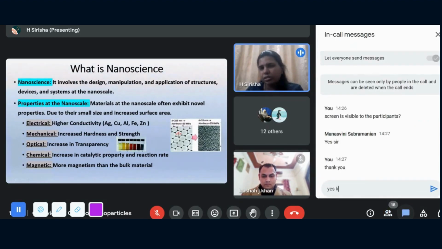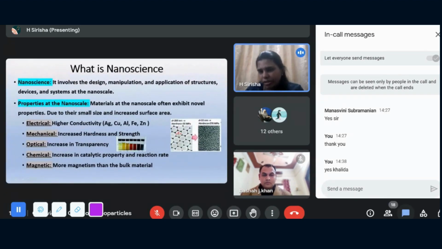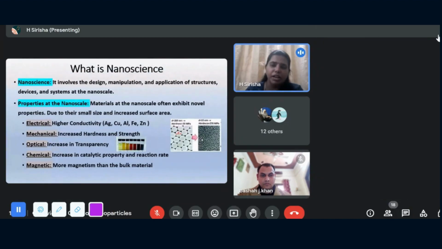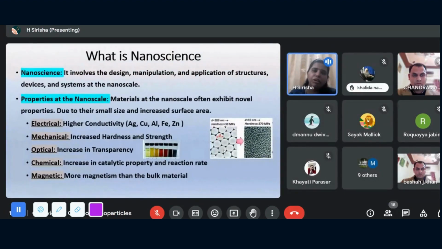These atoms are in the diameter range of 289 nanometers. But when the size of this diameter is reduced to 59 nanometers, the mechanical property, hardness, of 30 megapascal is improved to 270 megapascal. So this is how it is creating a vast impact in the nano range.